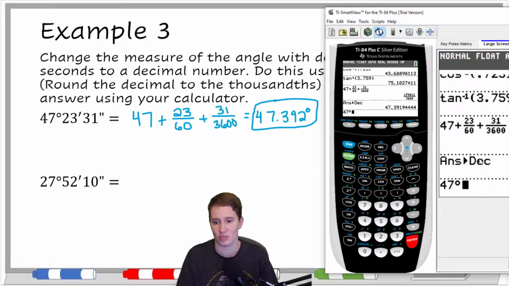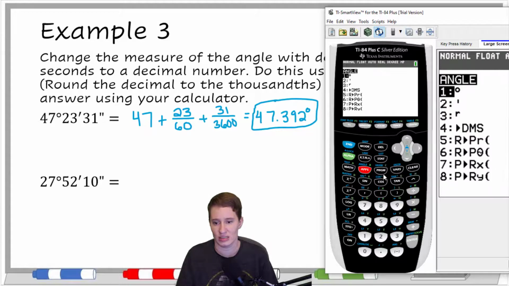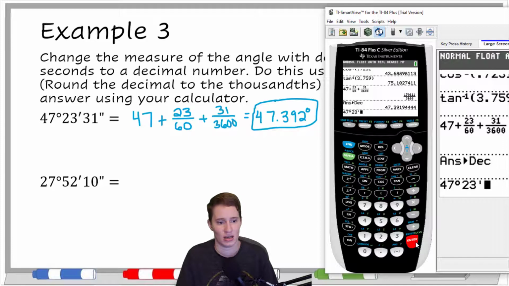So I'm going to press enter, which gives me 47 degrees. Just right next to that, I'm going to do 23, do second angle again, and this time go down to 2 or type 2. And then I'm going to do 31, and then I'm going to do alpha plus sign.